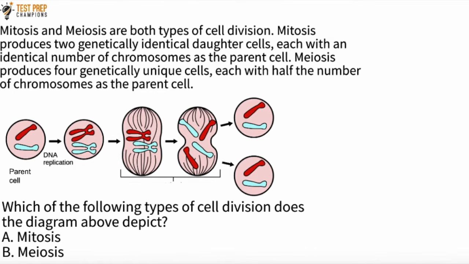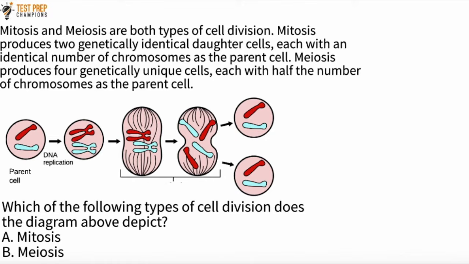Mitosis and meiosis are both types of cell division. Mitosis produces 2 genetically identical daughter cells, each with an identical number of chromosomes as the parent cell. Meiosis produces 4 genetically unique cells, each with half the number of chromosomes as the parent cell. Which of the following types of cell division does the diagram above depict? Is it A, mitosis, or B, meiosis? Now would be a good time to pause the video if you'd like to. Try this question out, and when you're ready, we'll talk about how to do it.